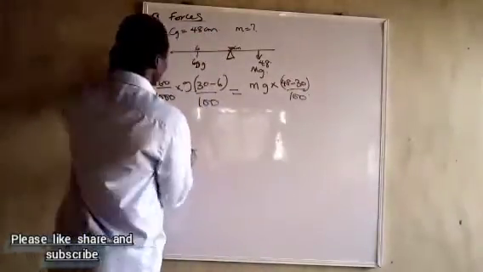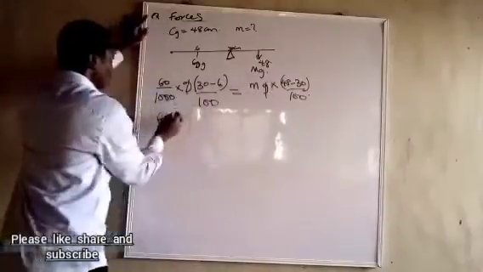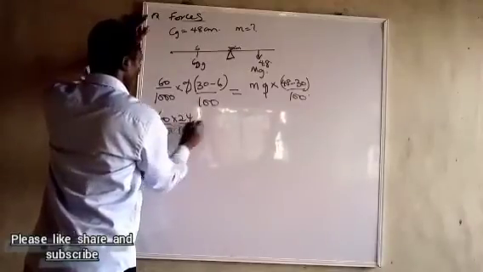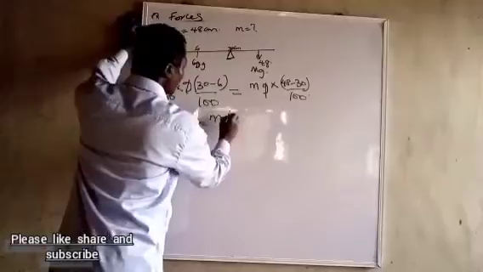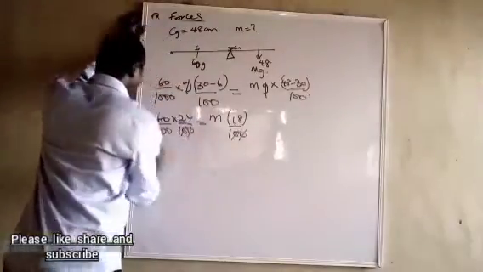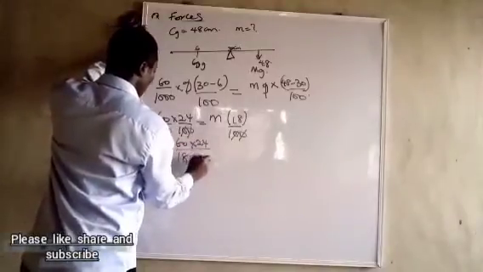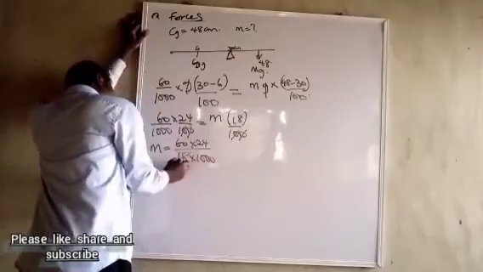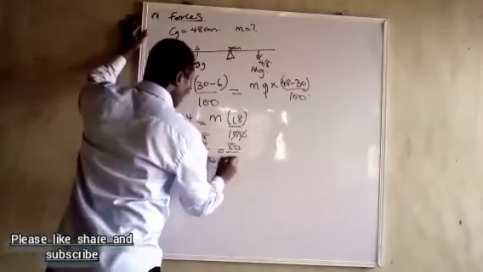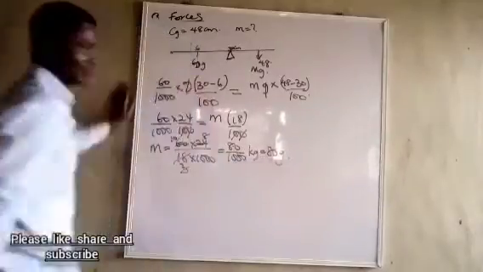meters. So I can work like this. I can say 60 times 24 over 100 over 1000 is equal to m into 18 over 100. Now m will be equal to 60 times 24 over 18 times 1000. So I have 80 over 1000 kilograms, which is equal to 80 grams.